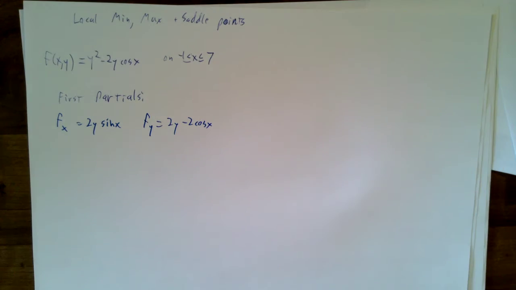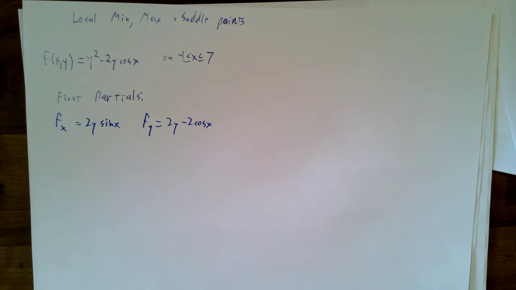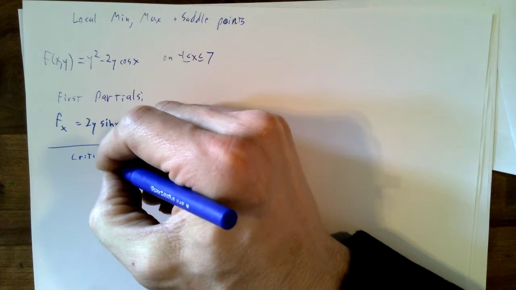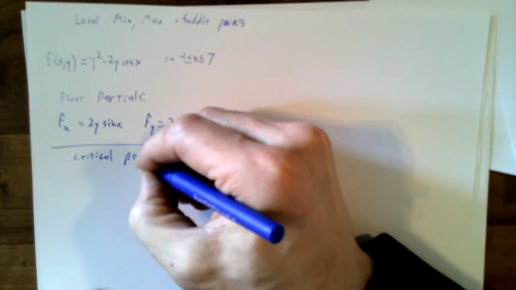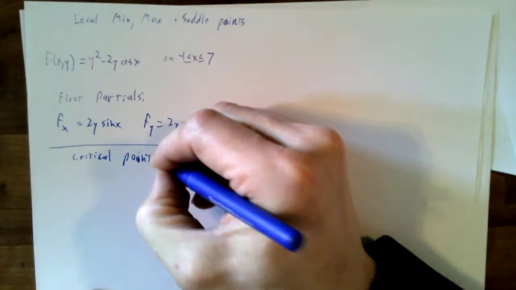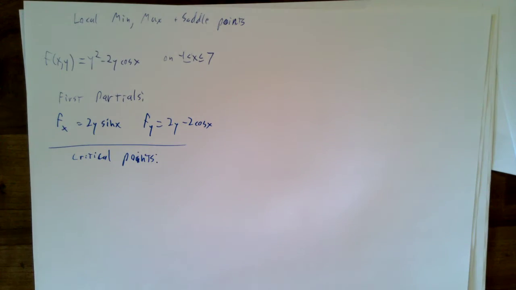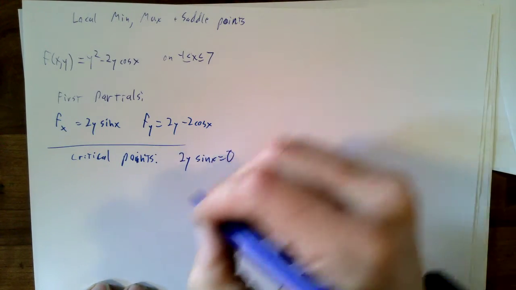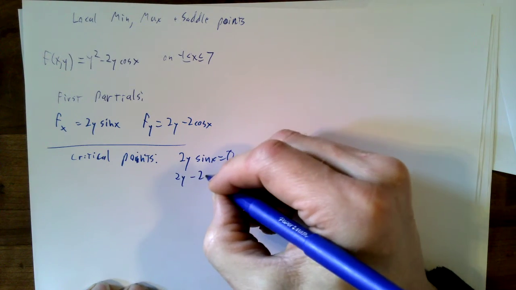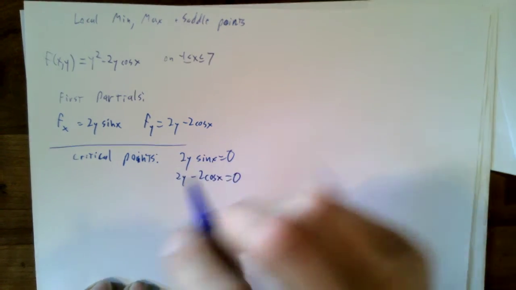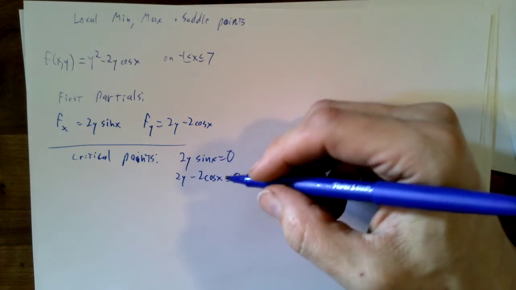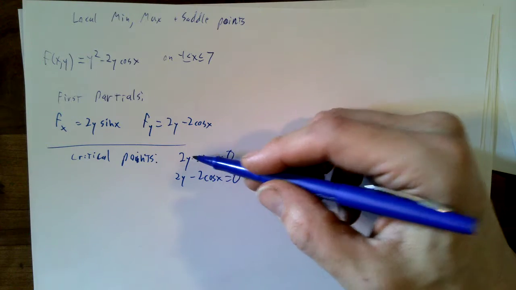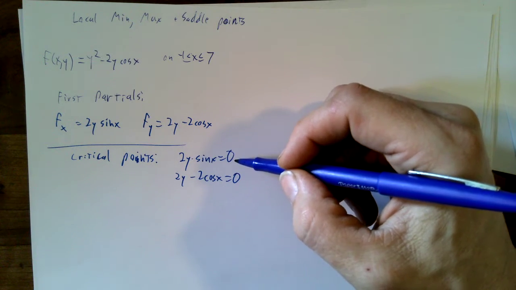So you start to have some interesting stuff in these partials. Solving for critical points is a little bit more thought-provoking here. We need both of those to equal 0. 2 times y times sine x has to equal 0, and 2y minus 2 cosine x has to equal 0. You could attack this a few different ways, but what jumped out at me was that these are factors right here. This is multiplied. So I've got a zero factor property from this thing.